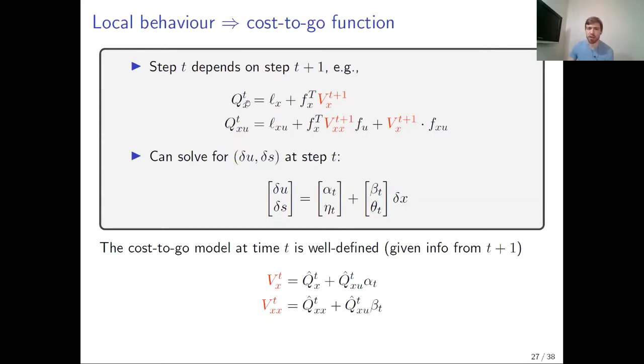So as you can see, Q depends on Vt plus 1. And after we compute a solution, we can establish Vt, just Vt without t plus 1. Q hat functions are related to Q functions in some way.